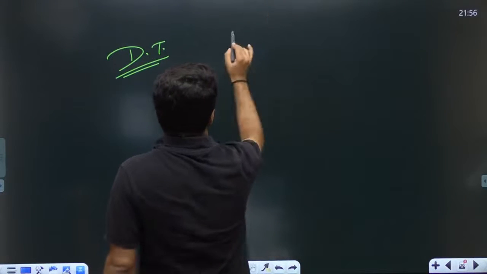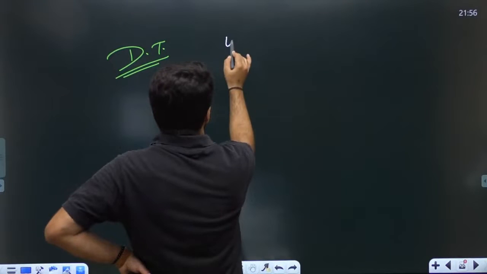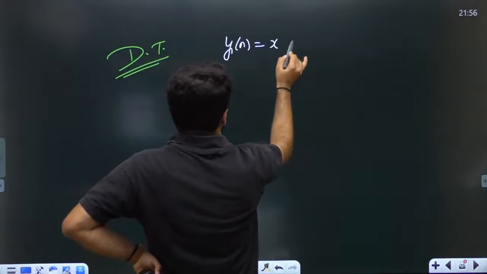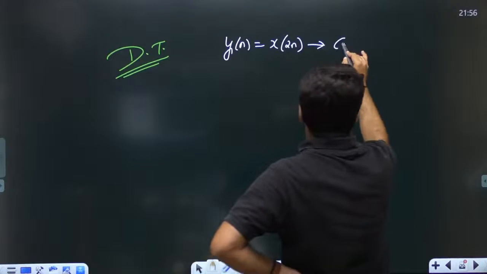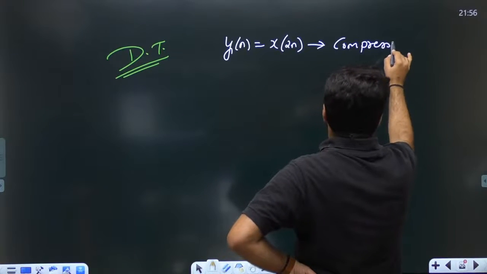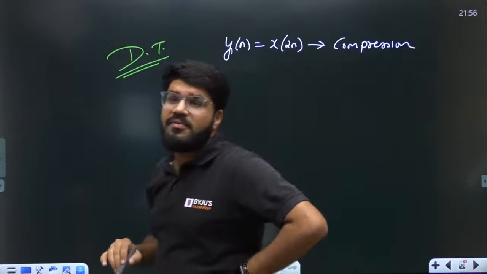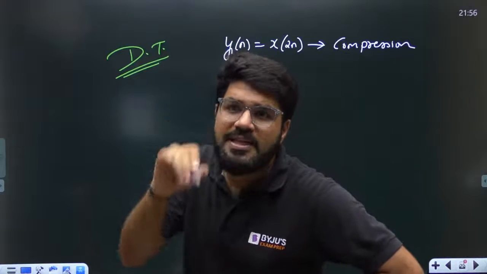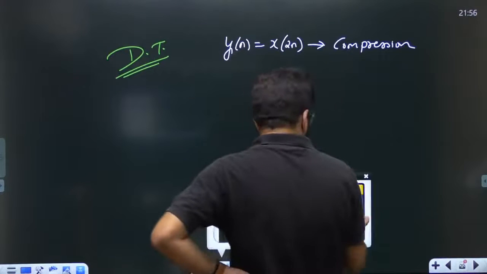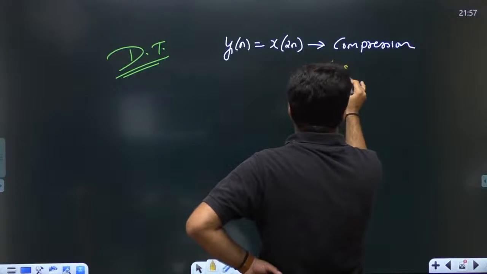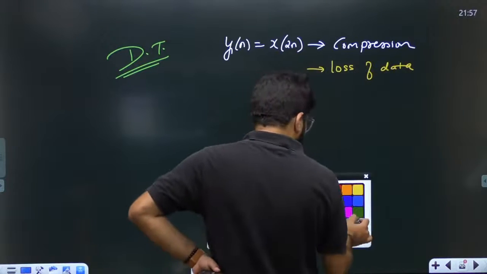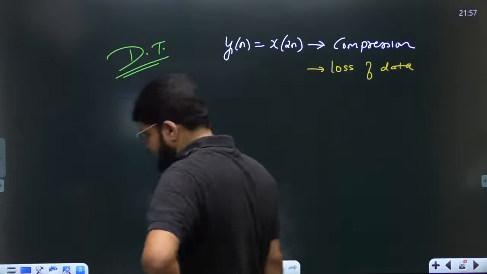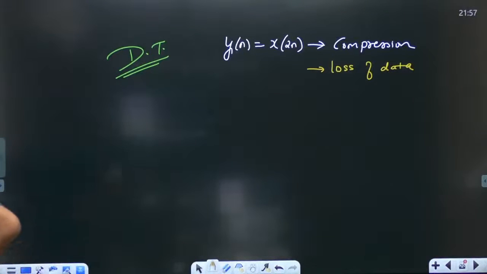What is y1[n]? y1[n] is x[2n]. x[2n] represents compression. And in the DT domain, there is a problem. When you compress a signal, because of that limitation of integral time, there is a loss of data.